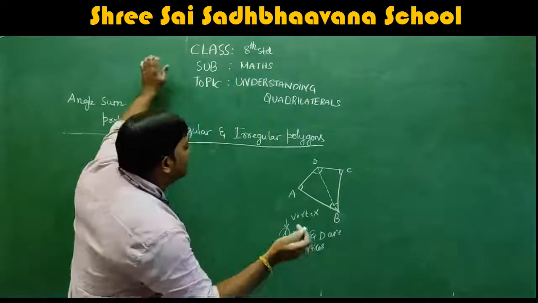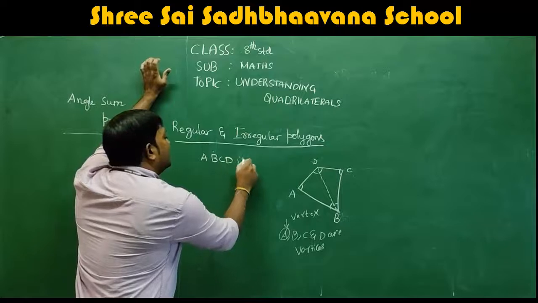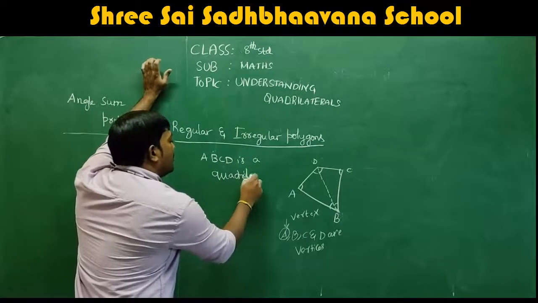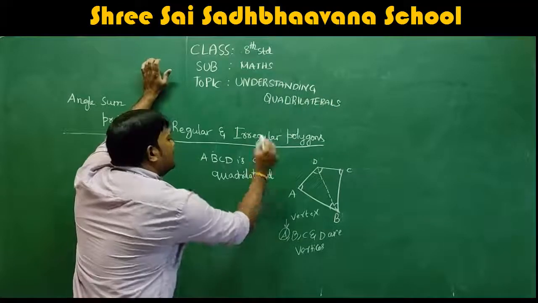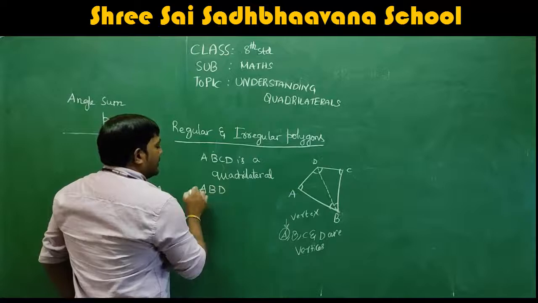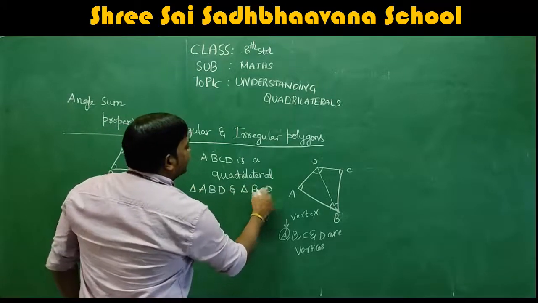What are those triangles? ABCD is a quadrilateral, and the triangles we have are triangle ABD and triangle BCD.